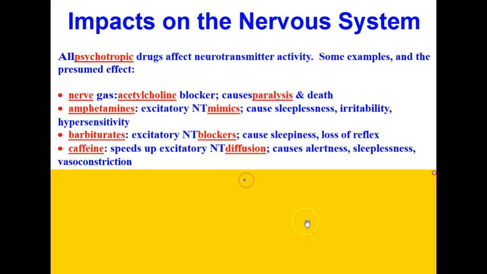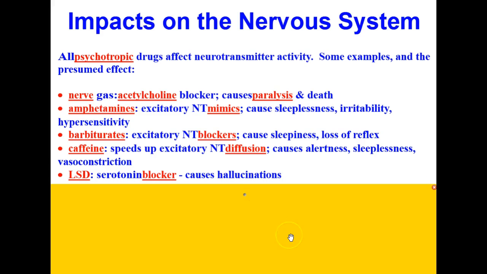Caffeine speeds up excitatory neurotransmitter diffusion, and this of course causes alertness, sleeplessness, and vasoconstriction, which we learned in our last unit is the blood vessels and other vessels constricting.